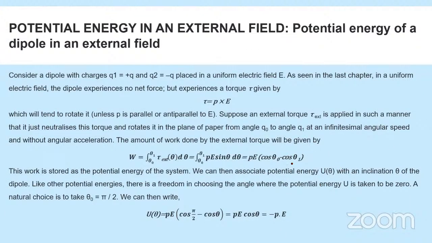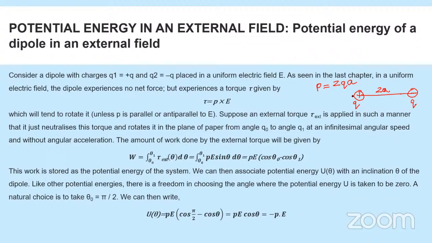Now we are going to consider the potential energy of a dipole in an external field. Dipole, if you remember, has one positive and one negative charge. So suppose there are two charges, equal in magnitude, both of them Q, and the distance between them is 2a. The dipole moment is given as 2qa, and so this is how we find the dipole moment.